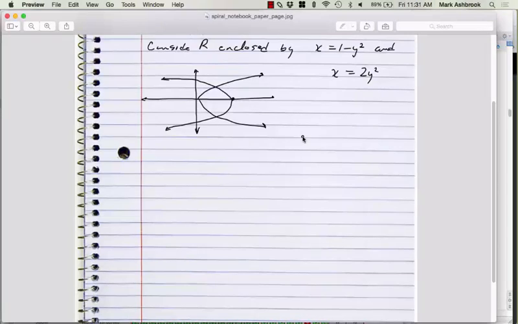So the region is enclosed by x equals 1 minus y squared and x equals 2y squared. Do you see the region? Notice it doesn't say anything about an x-axis or y-axis. The only thing defining this region are those two curves. So you need all of this.